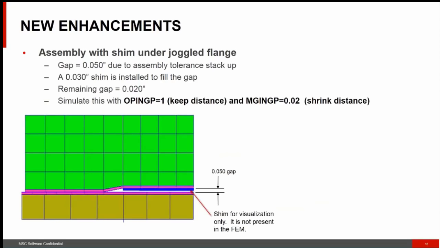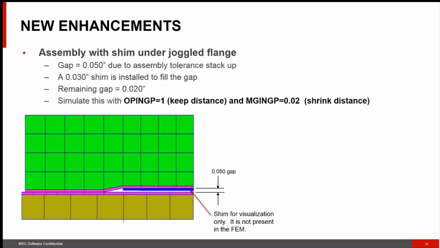Here I'm showing an example. You can see the user has the option to maintain the gap or to change it. So here for these two, you see there's a gap. At first on the left side we don't see a gap, and then the gap starts due to the shimming. Now the blue part is the shim, but this shim is not included in the finite element model, so we're just putting it there for better visualization. You see how the gap is 0.05, but then the shim is installed at 0.03, so there is a remaining gap of 0.02.